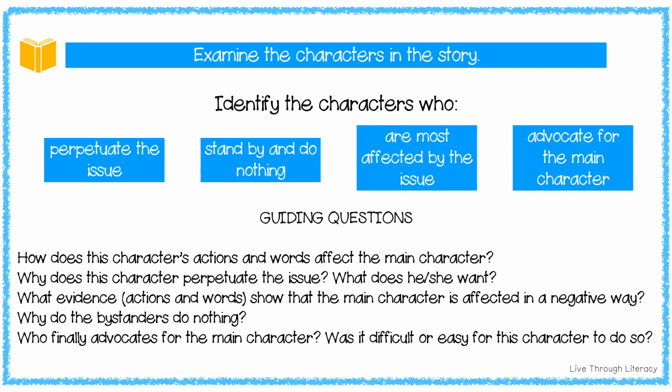So with your child, identify those 4 people in your book and talk about why. The big question is why here. Why do each of those people behave or speak the way that they do? And then bring it all back to empathy. How do all of those characters' actions and behaviors affect the main character's emotions?